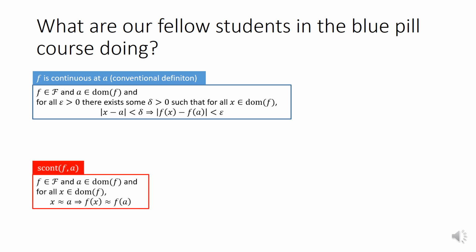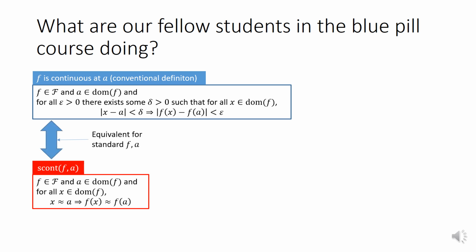Compare this with our definition of S-continuity. f is S-continuous at a if and only if f is a real function and a is in the domain of f, and for all x in the domain of f, if x is infinitely close to a, then f of x is infinitely close to f of a. As you can see immediately, the definition of S-continuity is logically simpler than the conventional definition of continuity. Instead of a nested epsilon delta dependency, we have a simple dependency with infinite proximity.